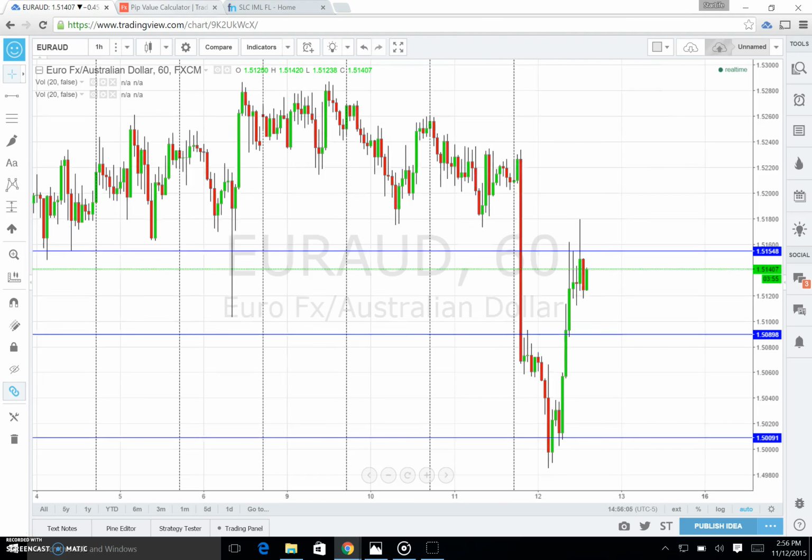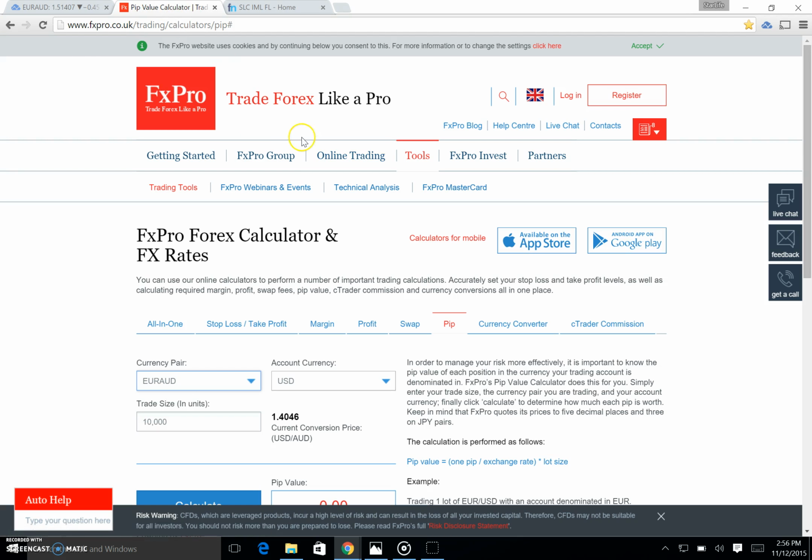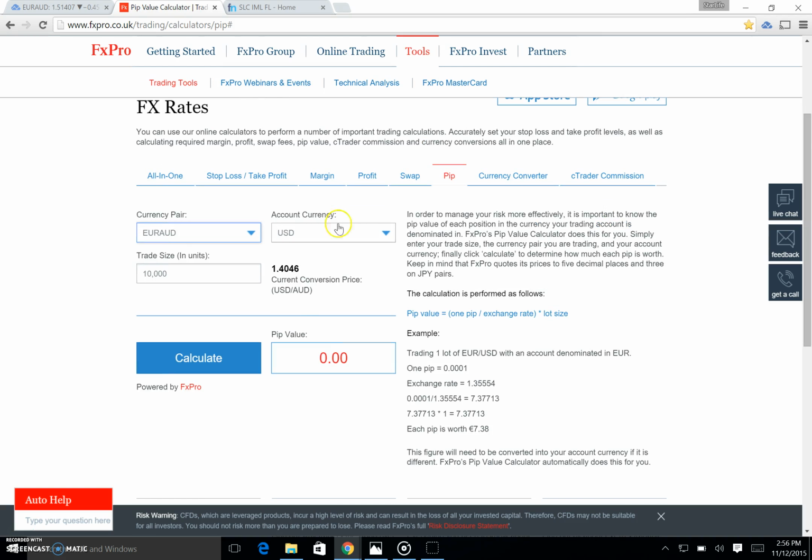So I want to show you one of the tools in our toolbox. It's FX Pro. They offer this pip value calculator. So if you look, the Euro AUD, and you guys know I don't really share my balances or what I make, at least not yet. This calculator will tell you what each pip is worth when you take a trade. So let's say we took the trade for one standard lot, which in units would be 100,000 units of USD currency trading the Euro AUD market. So let's calculate it.